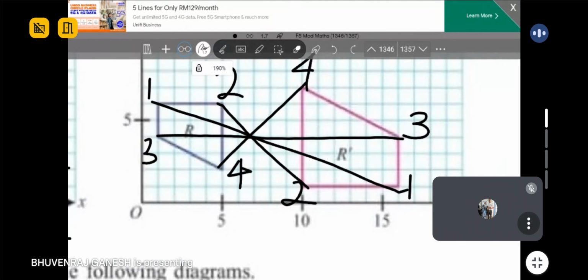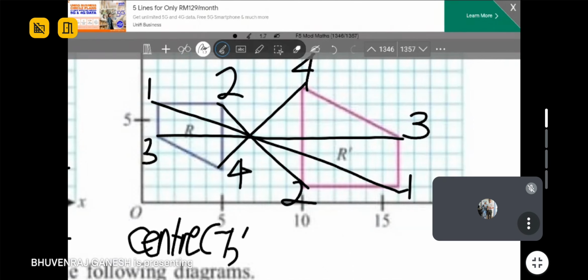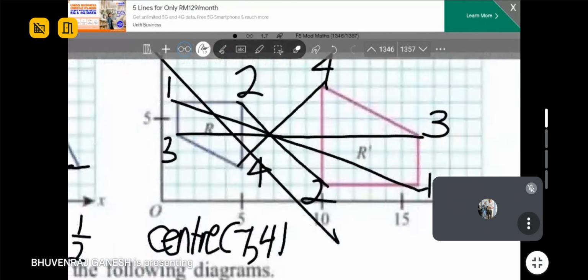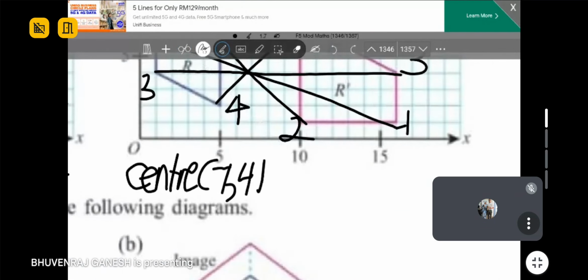Okay, you can count and see. So center 7 over 4. 7, 4. And then scale factor, you should get negative.